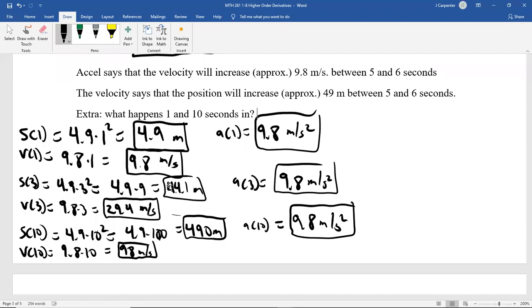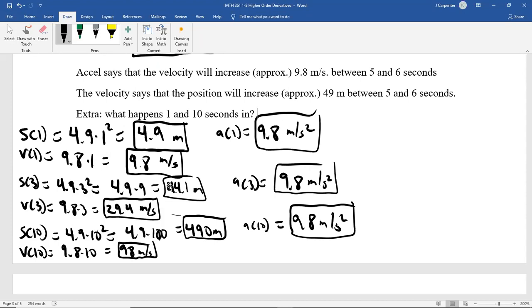So that is our objects in motion. You've got your position, your velocity, and the acceleration functions. How do you find acceleration? Take the derivative of velocity. How do you find velocity? Take the derivative of position. In that regard, acceleration can be regarded as the second derivative of position.